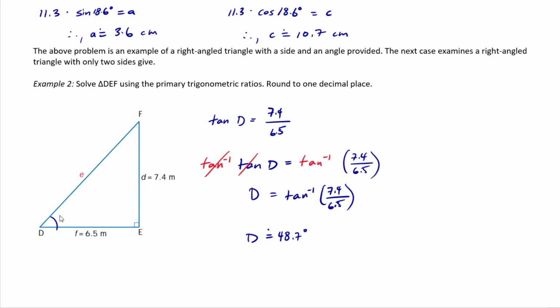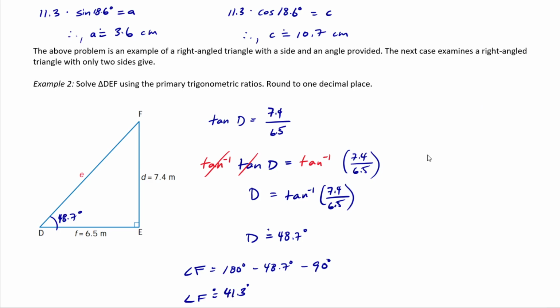Now that I have angle D here, I can easily find angle F using the sum of the interior angles of a triangle, and angle F is approximately 41.3. You might be wondering why I'm writing approximately. It is approximate because the 48.7 is an approximate value, as we approximated over here.